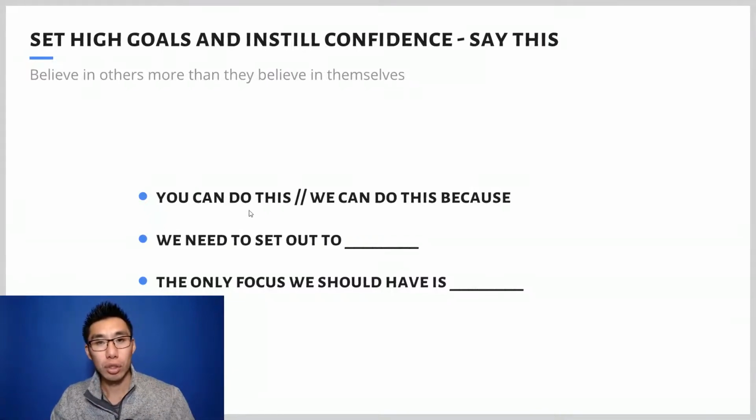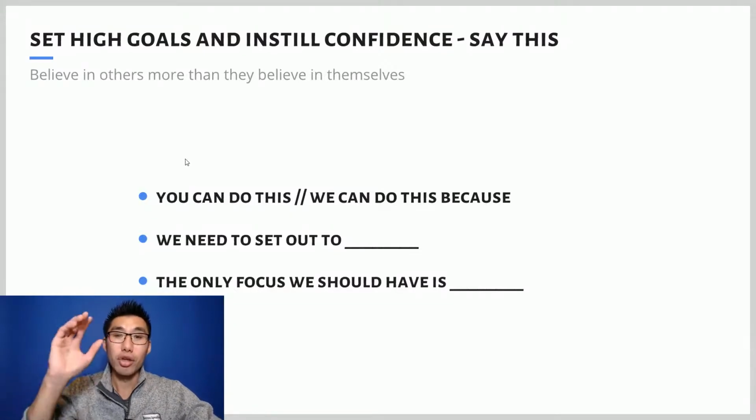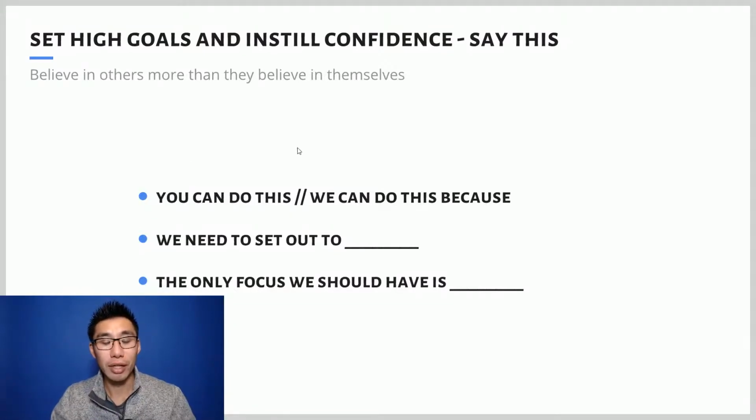We need to set higher goals. Look, today, we need to set out to become the best communicators that we can be. We can't be lazy anymore in how we communicate because we're leaders. If we want to be better leaders, then communication skills is one of the best skills that we need to improve on. And the only focus we should have is working on our PLPs. So setting high goals for people, you make it easier for them to believe in themselves. So again, you believe in others more than they believe in themselves.